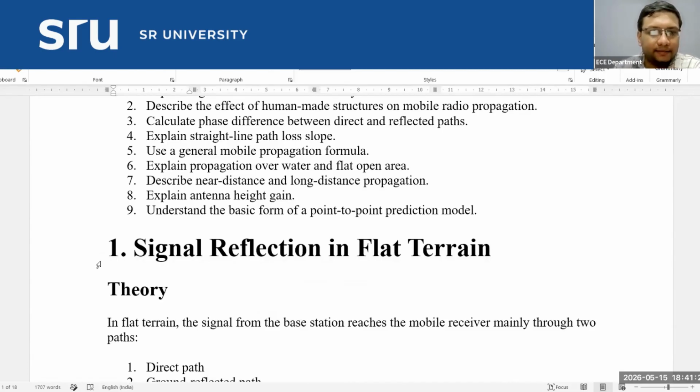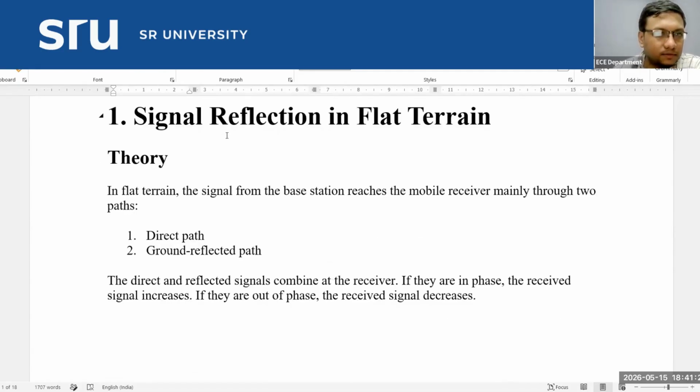So in flat terrain, the signal from the base station means the tower. So two units, again, we need to keep in mind. One is called mobile station, another is called base station. So mobile station, MS, means our mobile phone, and base station, BS, means the tower. So these terminologies we need to keep in mind. So in flat terrain means what?